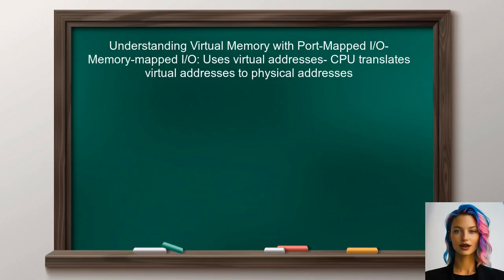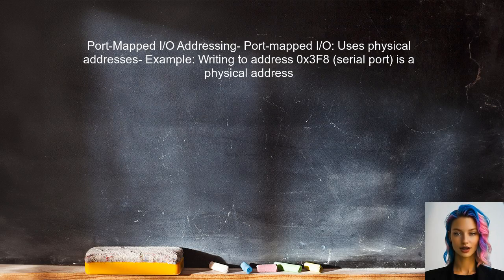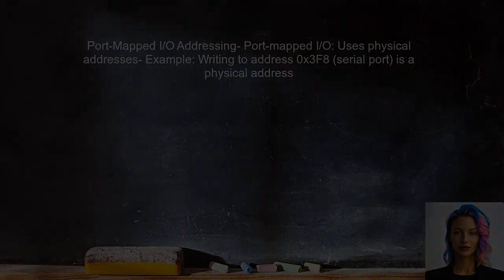To understand the use of virtual memory with port-mapped input and output, we first need to clarify the difference between memory-mapped I/O and port-mapped I/O. In memory-mapped I/O, the device registers are accessed using virtual addresses, which the CPU translates to physical addresses. In contrast, port-mapped I/O uses a different addressing scheme. When the user writes to a port-mapped device, such as a serial port, the address used, like 0x3F8, is typically a physical address. This means that the CPU does not translate it to a virtual address.